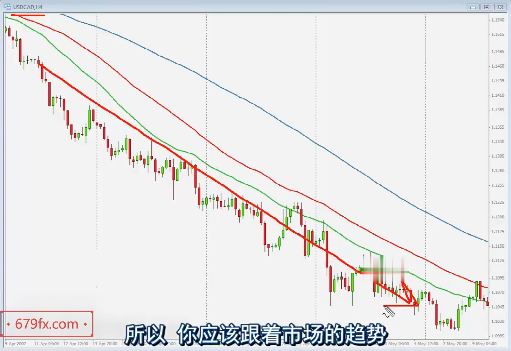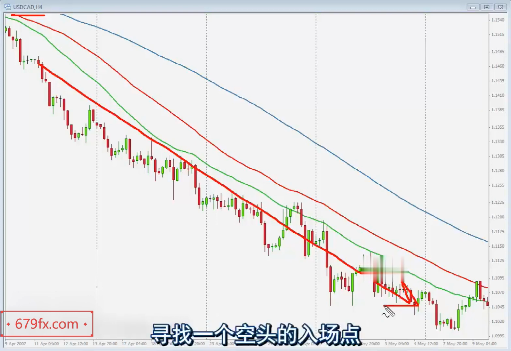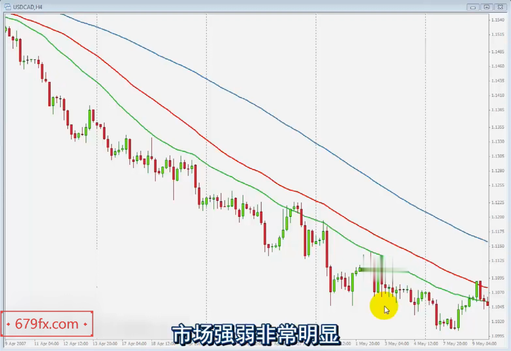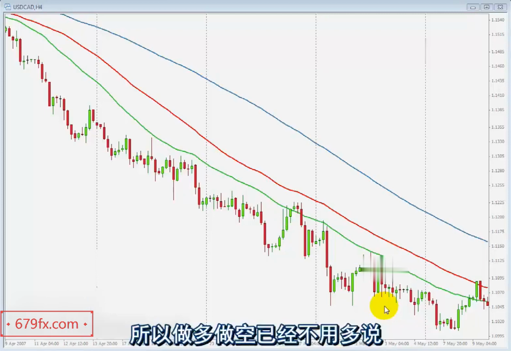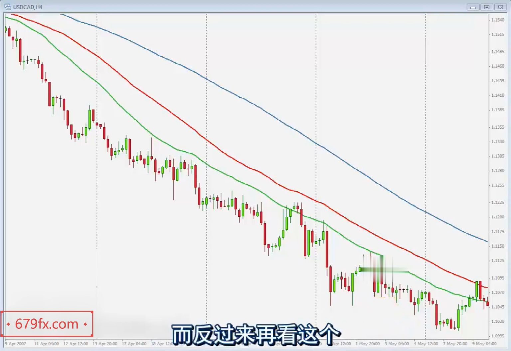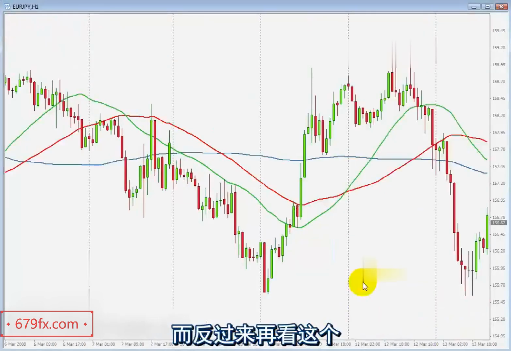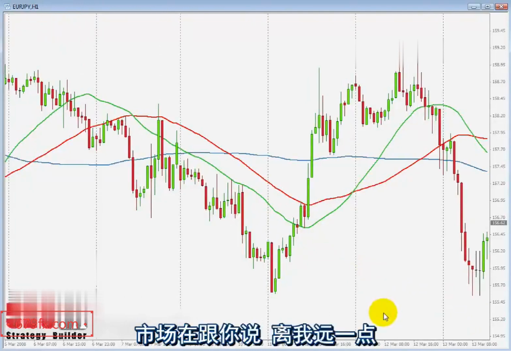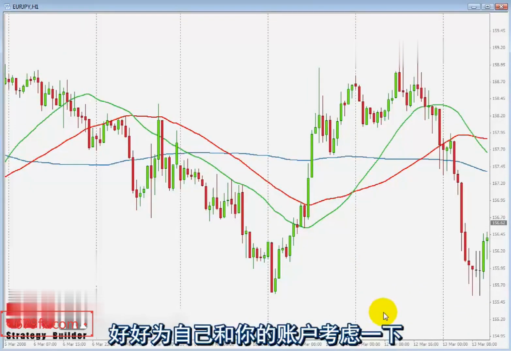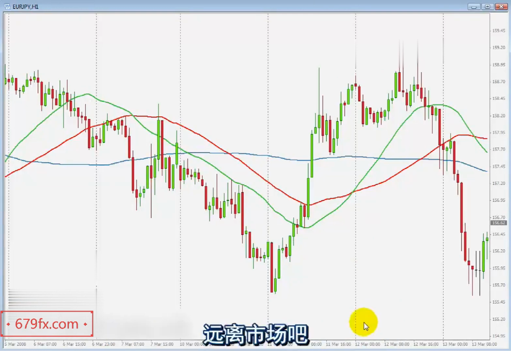you want to follow the market. You want to be searching for short entries in this market. The market bias is very clear. The moving averages are telling you exactly the direction in which you should be trading, either long or short. In this case, clearly short. Whereas in this other case, the market is basically telling you nothing. It's just telling you, stay out of this mess. Do yourself and your trading account a favor and stay out of the market.